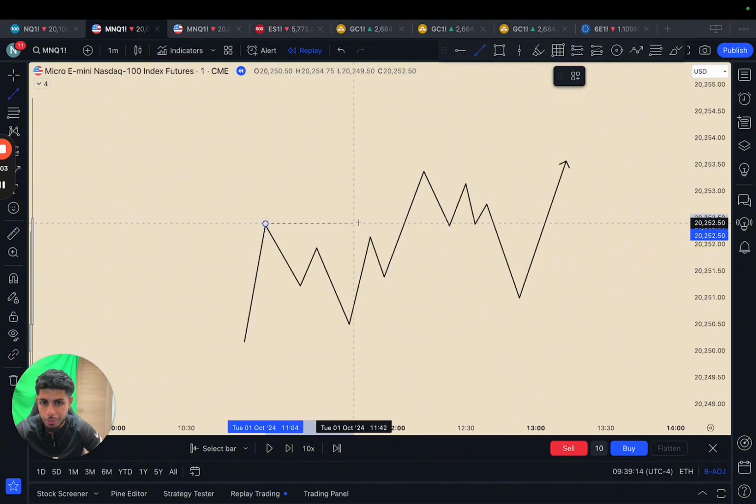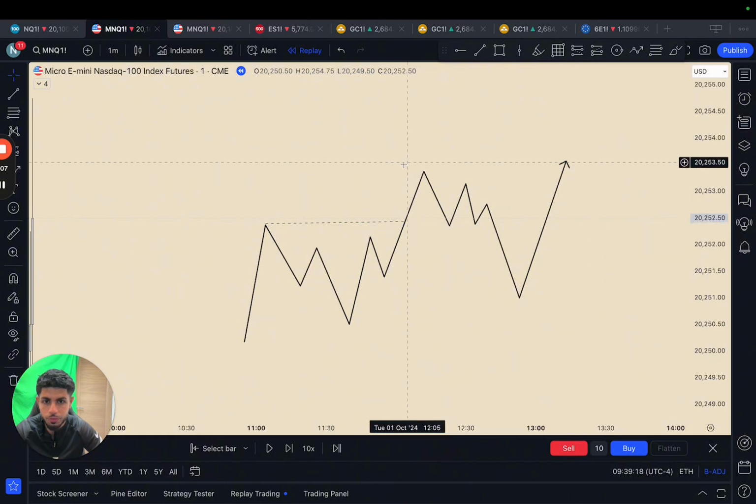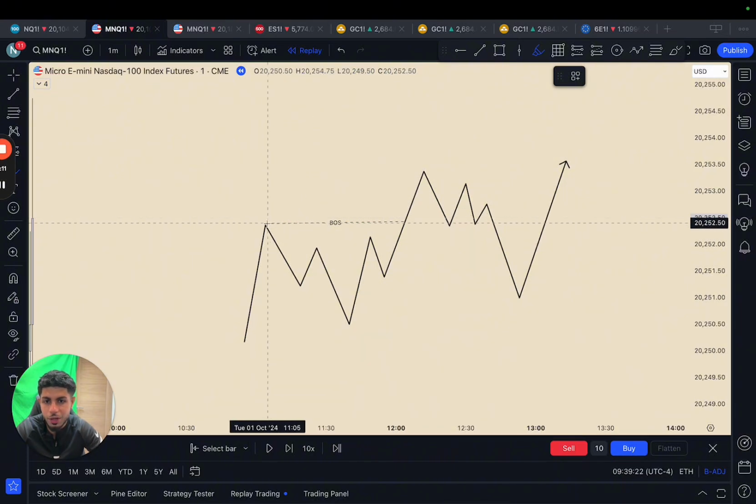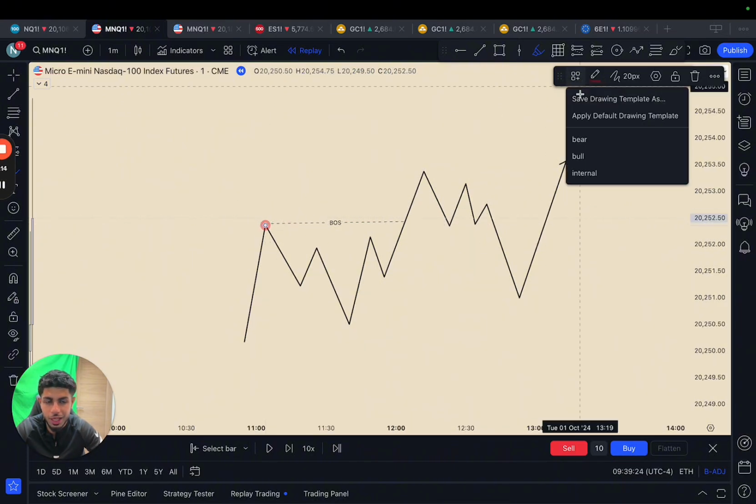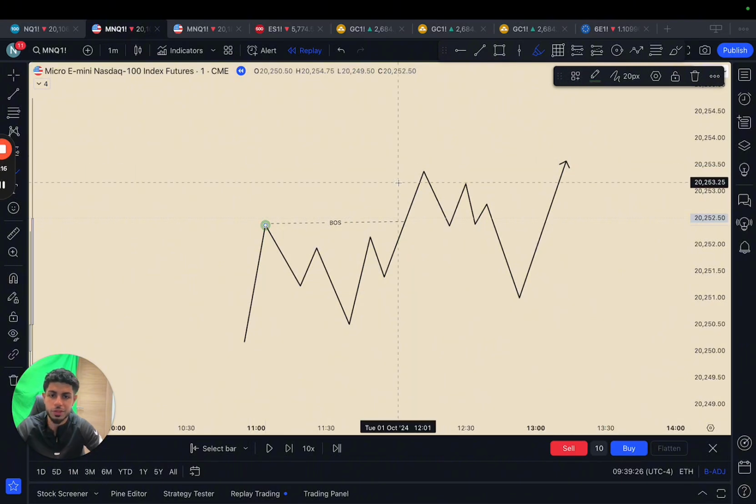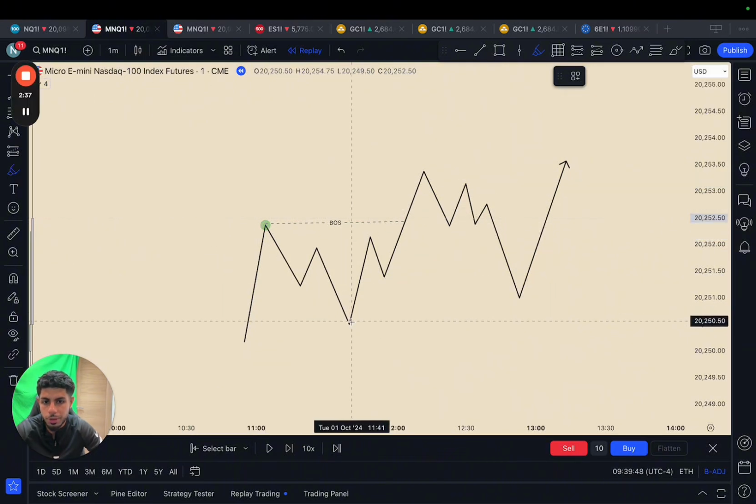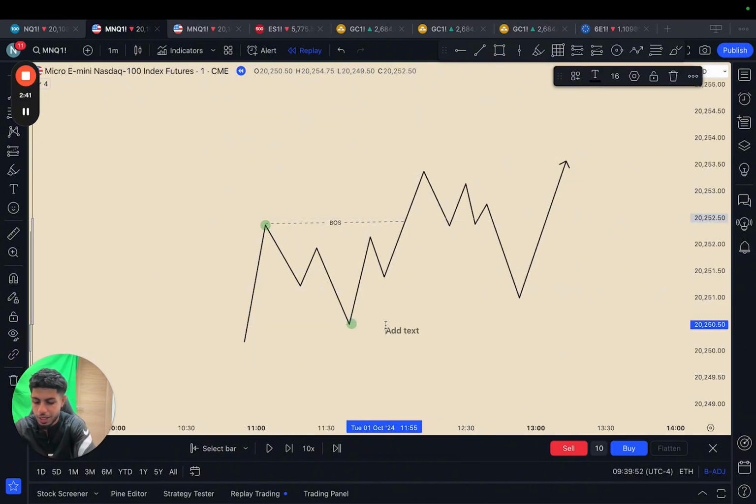We have a break of structure here to the upside. This break of structure needs to be a candle close above this high. It cannot be a wick. If it's a wick, it doesn't count. Now we want to look at the lowest point between this high and where we broke it. That would be this point here. This makes this the external low, okay?